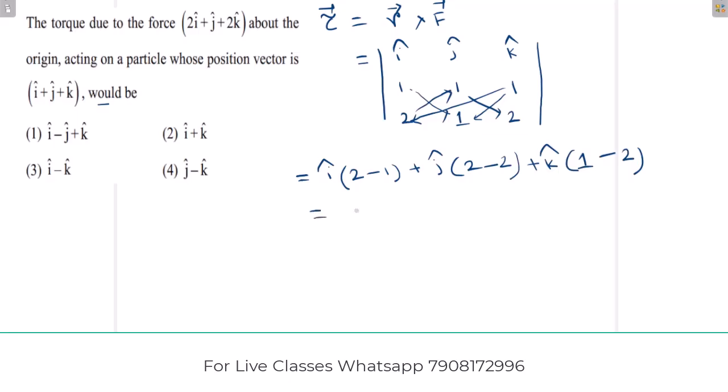So it becomes 2 minus 1 is 1, that is i cap, plus 0 j cap, 1 minus 2 minus 1 k cap, so minus k cap. So i minus k, that is the torque, i minus k. So option 3 is the correct answer.